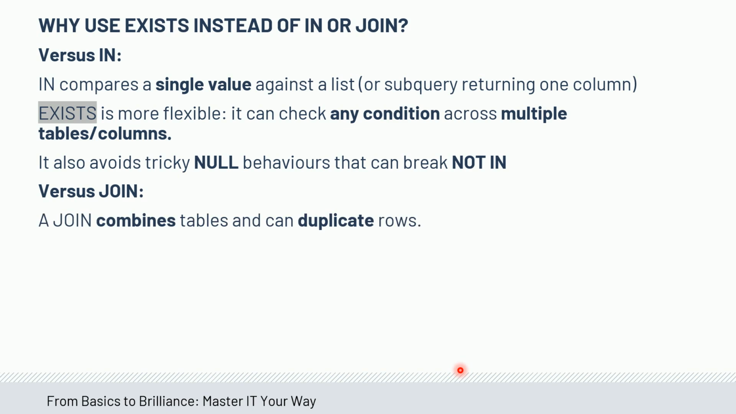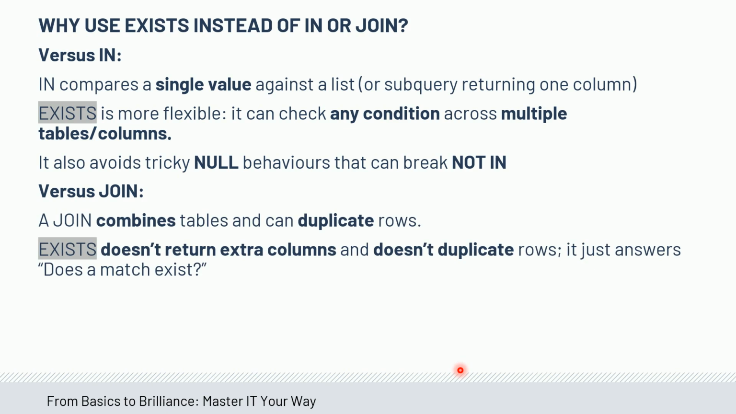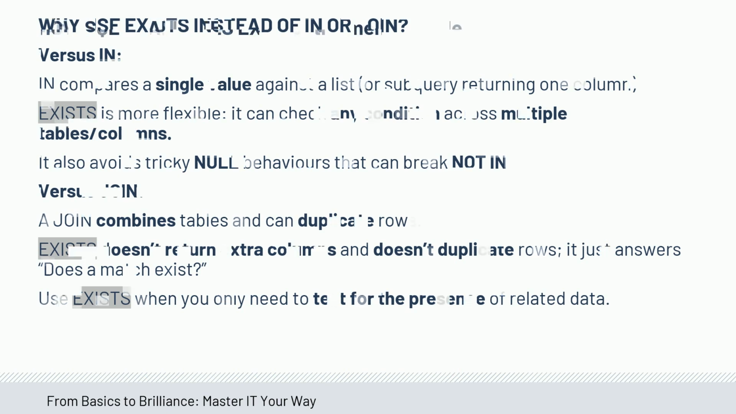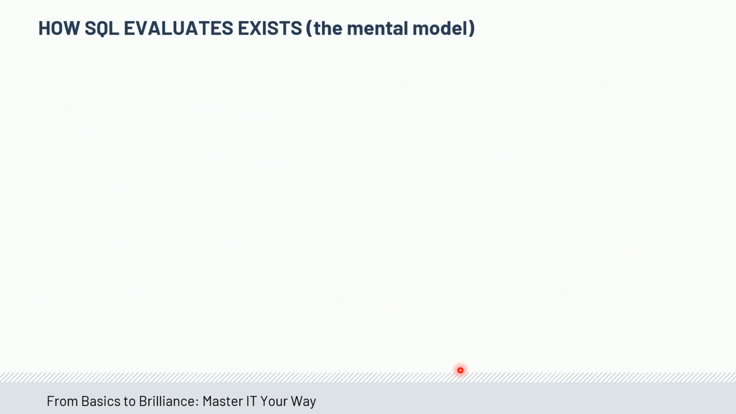And EXISTS versus JOIN: a join combines tables and can duplicate rows. EXISTS doesn't return extra columns and doesn't duplicate rows. It just answers, does a match exist? So you use EXISTS when you only need to test for the presence of related data. So the existence of human beings on planet Mars, the existence of aliens in the universe. So we are testing for the presence of related data based on the conditions that you put in there.